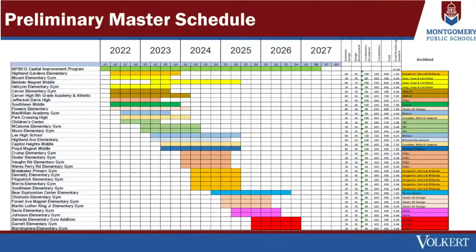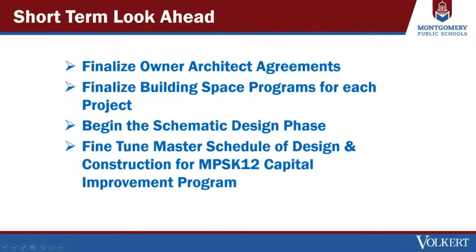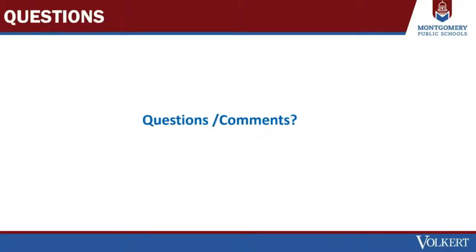Next slide, please. Our short-term look ahead is, of course, we need to finalize the architects' agreements to where we can get them under design on each of the jobs, and then finalize the building programs. We've met with several of the directors, and we've got other meetings later this week to go over the Lee High School programming space. Then we'll begin the design phase and fine-tune the master schedule to be able to meet those phases. That's our quick update. If we got any questions? Thank you. Thank you.